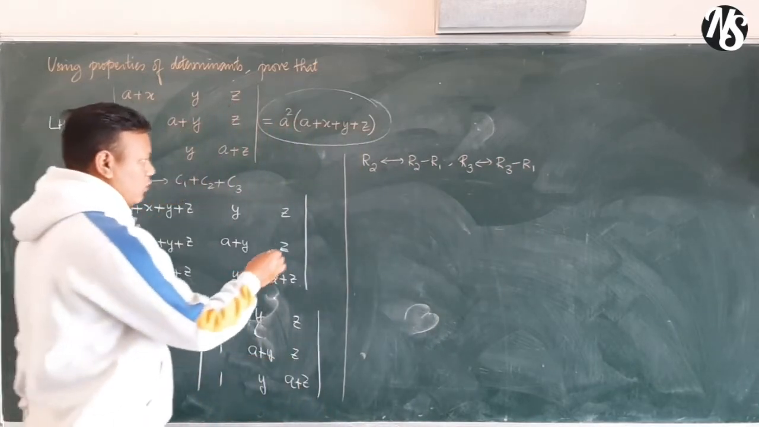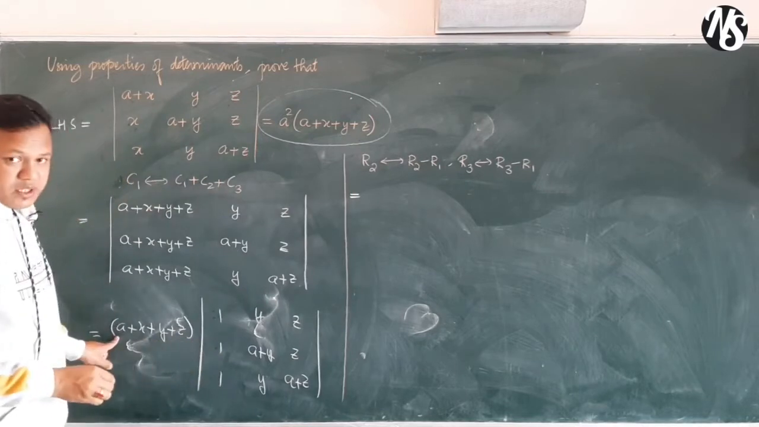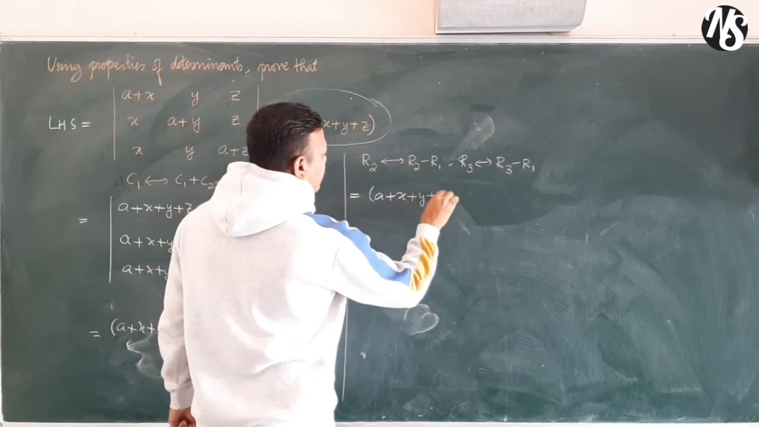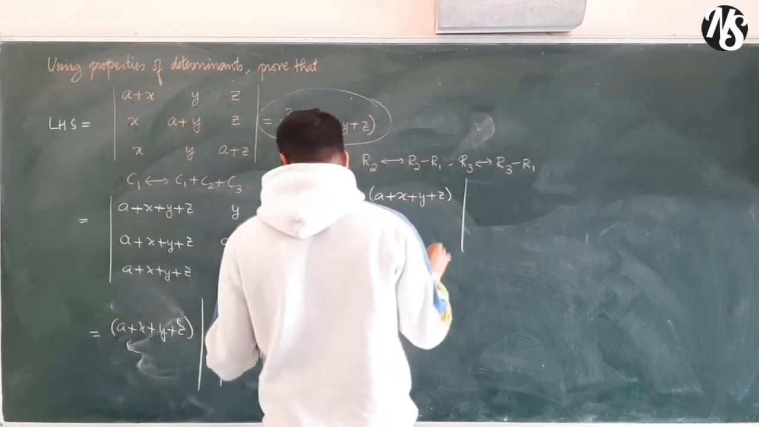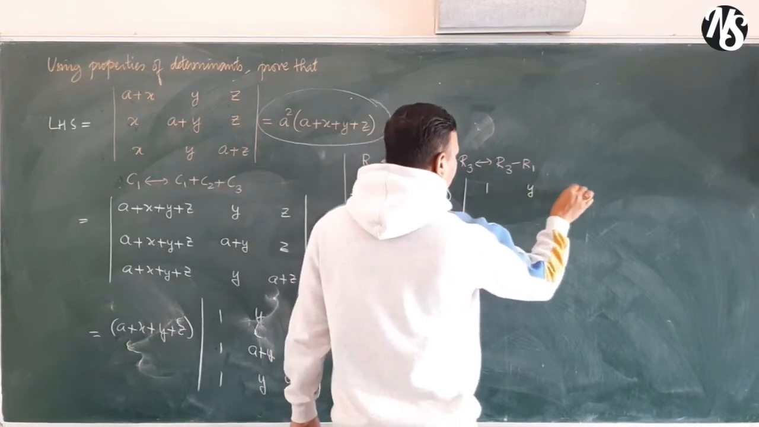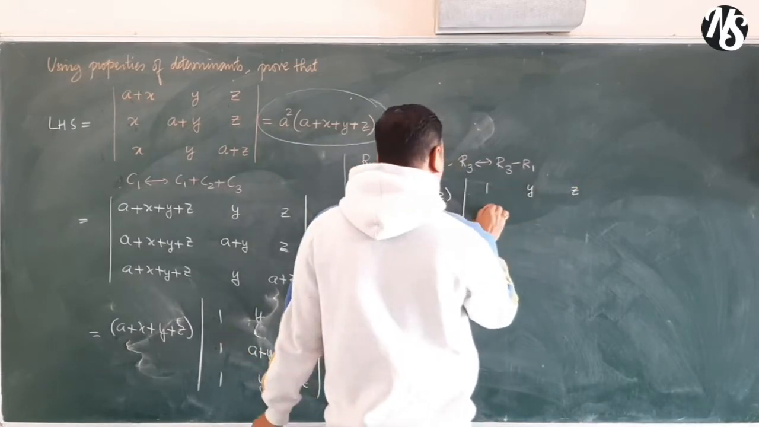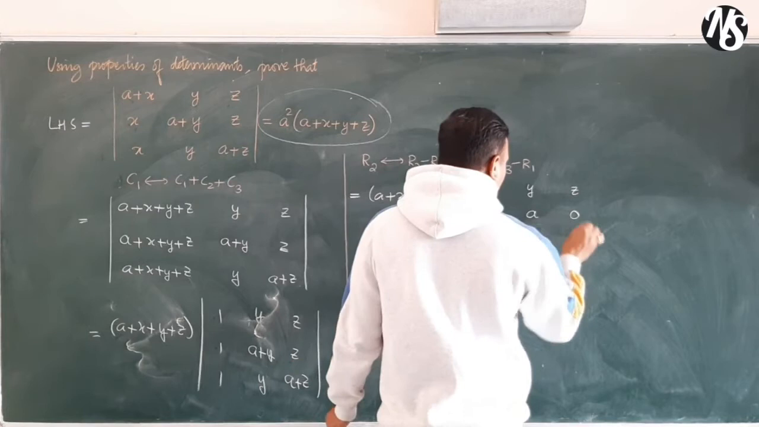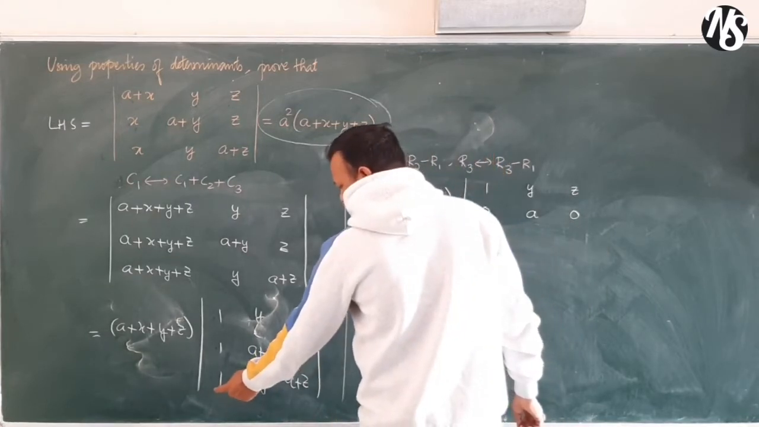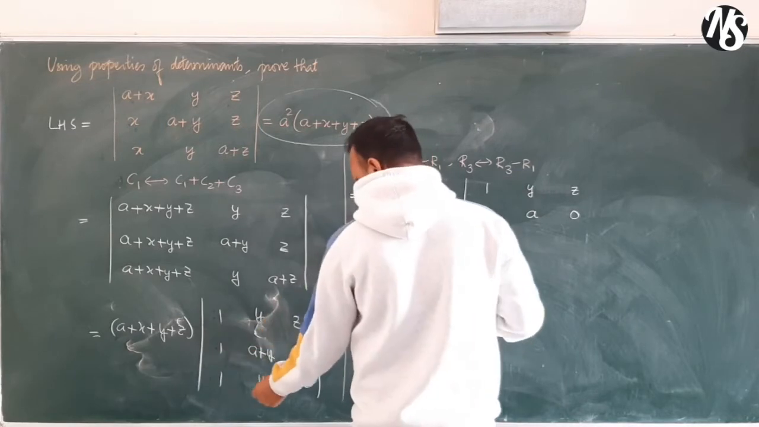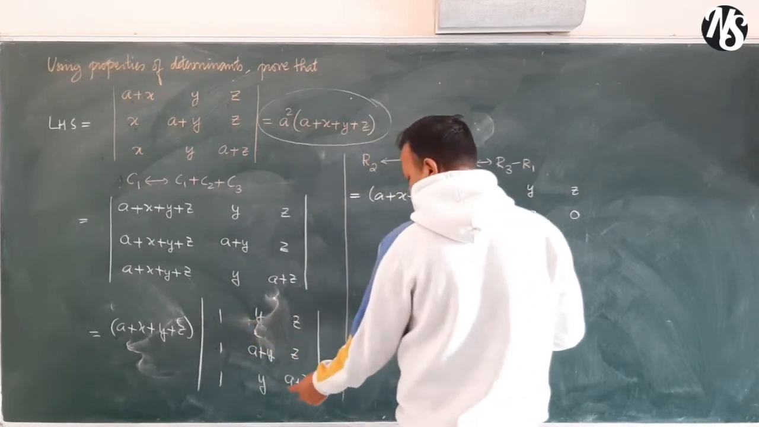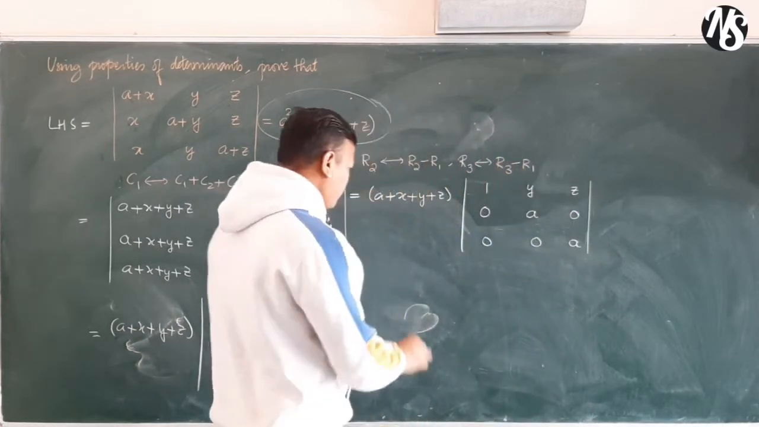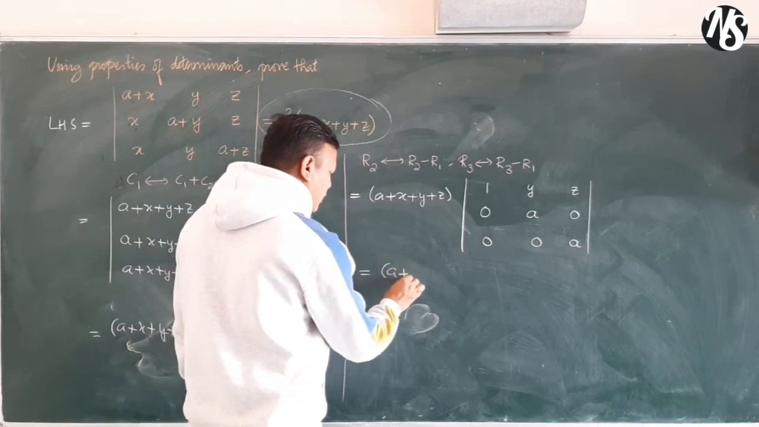Okay, so let's do that. We get this equal to, so we have the factor a plus x plus y plus z. Let me write row 1 as it is, since I'm not changing row 1: 1 y z. So this is 0, and this is a, isn't it? This is also 0. So 1 minus 1 is 0, y minus y is also 0, and we have a plus z minus z, which is a.